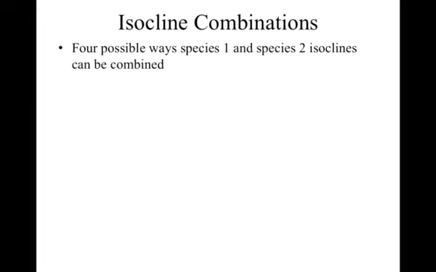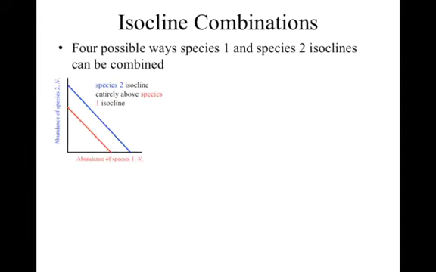So back to competition. In the last class, we ended with the Lotka-Volterra competition model and the isoclines. And we discussed how you could find the species 1 and species 2 isoclines, and then we talked about the different ways that they could be combined. And qualitatively, there are 4 different ways that you can combine the 2 species isoclines.